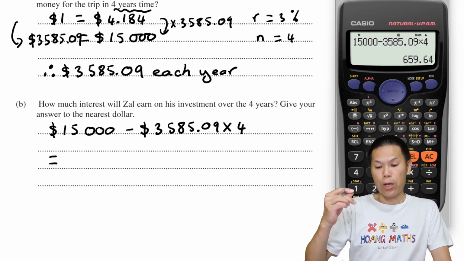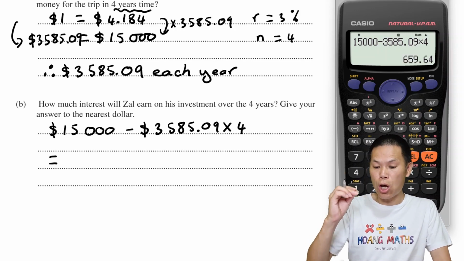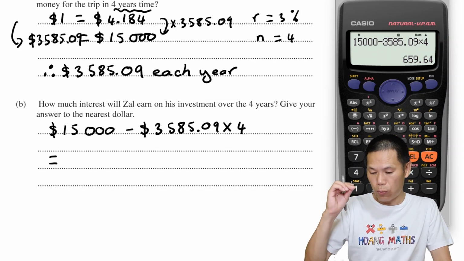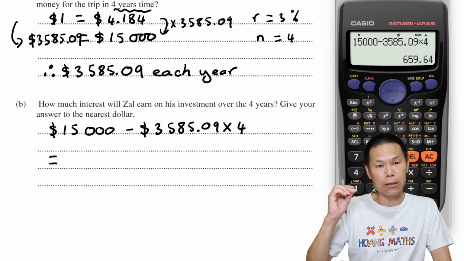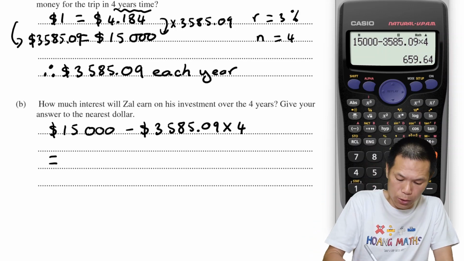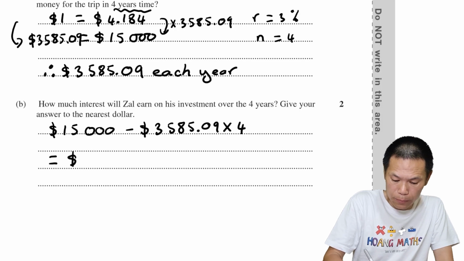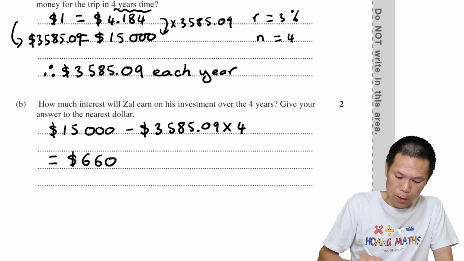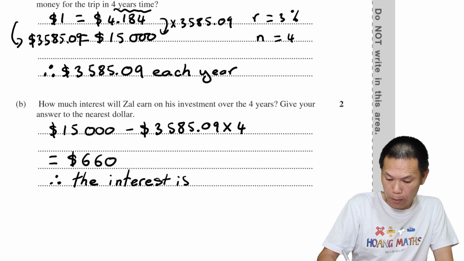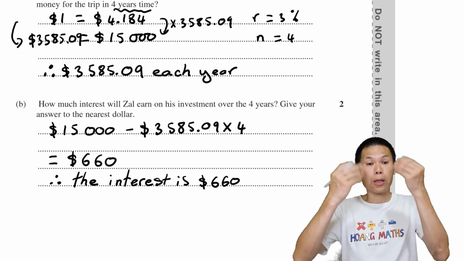So there you go. Because it's correct to the nearest dollar and it's 64 cents, it's closer to $1. So we add 1 to 9, so it becomes 10. So 59 add 1 is 60. So $660. That's the interest.